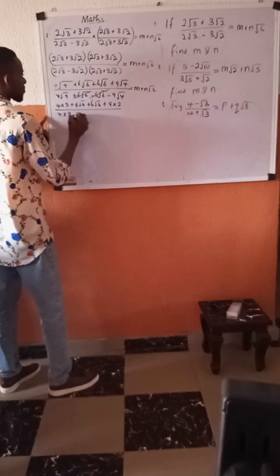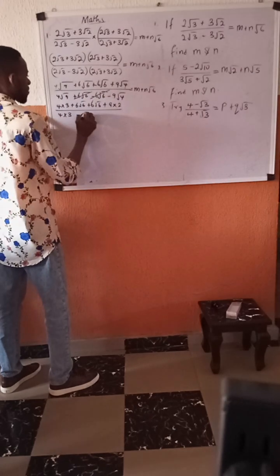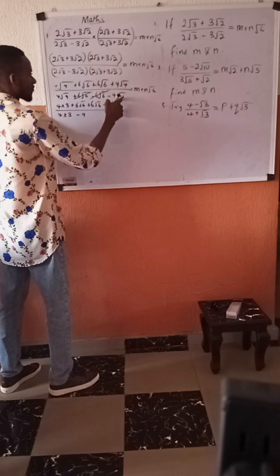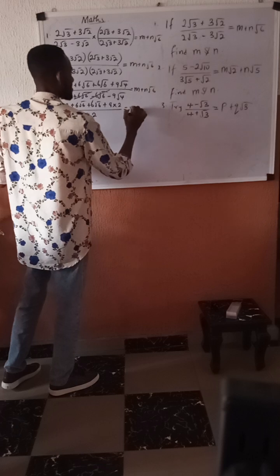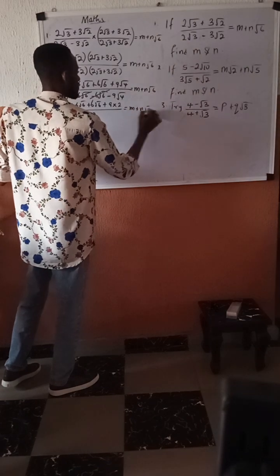And the sign I have here is minus. This, of course, is 9, and this is root 4, which is 2. So multiply by 2. We are told that this is m plus n root 6.